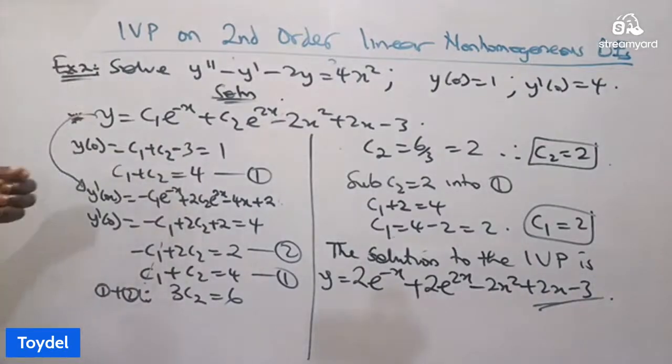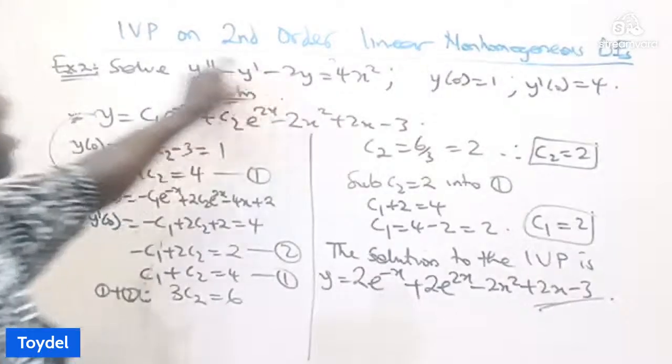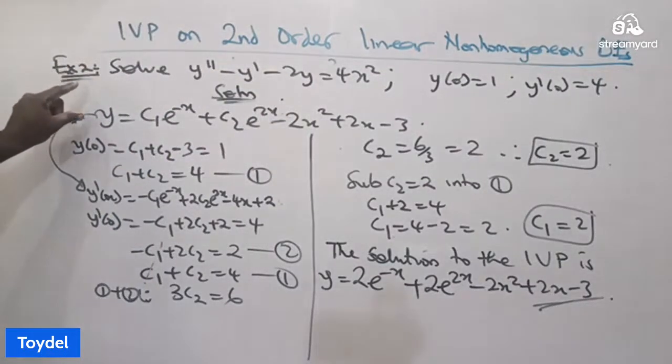When we have a differential equation plus subsidiary conditions, they are referred to as either an IVP, initial value problem, or a boundary value problem. But these two examples that we have considered in this video are actually initial value problems.